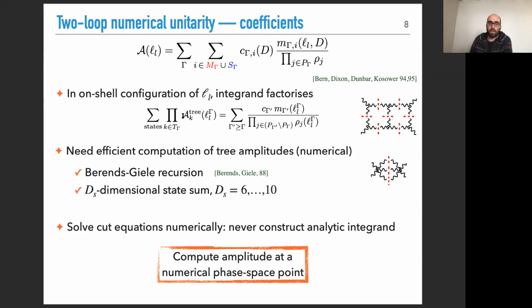A point that also Emil highlighted in his talk is that if you do the calculation in this way, these are really physical tree amplitudes. So you don't have any issues with ghosts or any unphysical states propagating in your internal loops. So for instance, if you're looking at the double box topology, you go to a configuration where all the propagators are put on shell, and then you just need to multiply it together and you have a sum over the states in the connections here. But these are really physical trees. So essentially you've reduced the problem to an efficient computation of tree amplitudes.